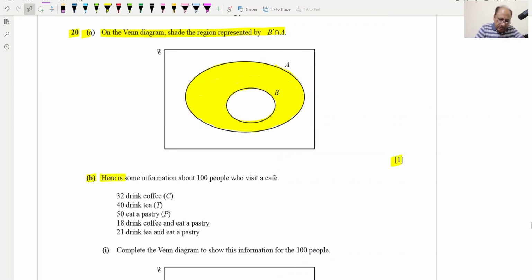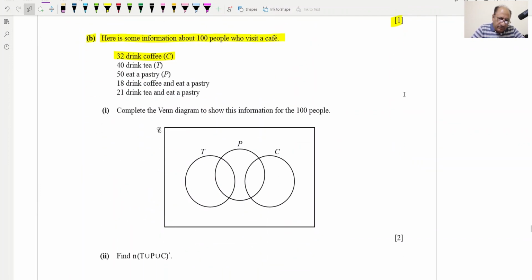Now B part says: here is some information about 100 people who visit a cafe. 32 drink coffee, so 32 people drink coffee, C for coffee, and 40 people drink tea, and 50 eat a pastry, P, and 18 drink coffee and eat a pastry, and 21 drink tea and eat a pastry. Part I: complete the Venn diagram to show information for the 100 people.